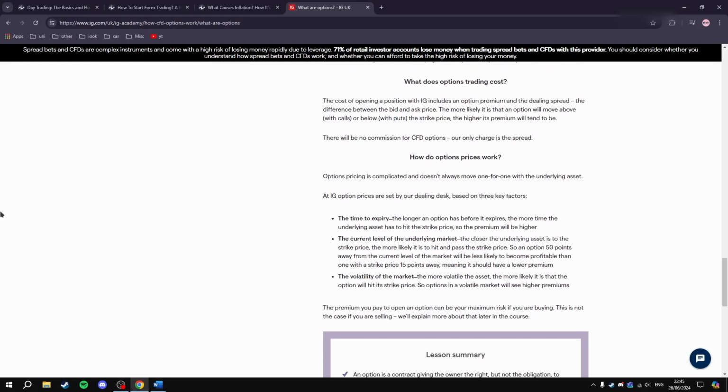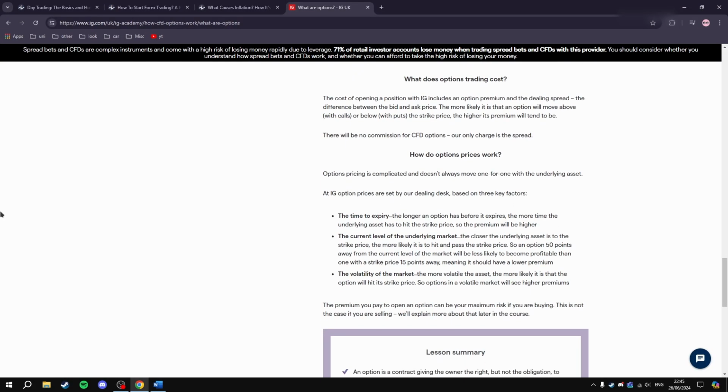So what does options trading cost? The cost of opening a position with IG includes an option premium and the dealing spread, the difference between the bid and ask prices. The more likely it is that an option will move above the strike price with calls, or below with puts, the higher its premium will tend to be.